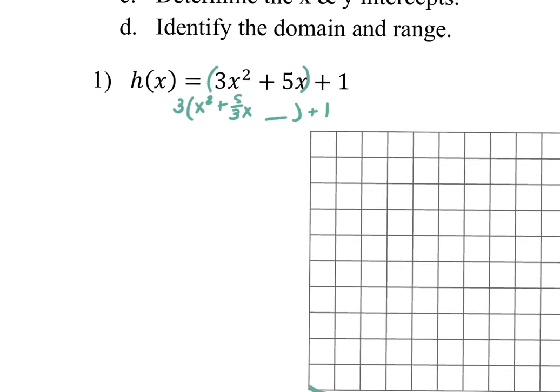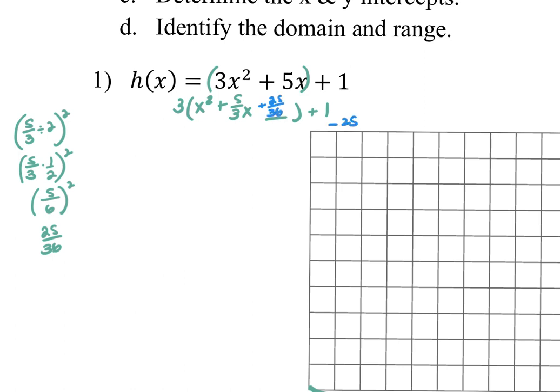Then I need to find c, sorry, 5 over 3 divided by 2, and then square it. So that would be 5/3 times 1/2 squared, and that's 5/6 squared, which is 25 over 36. And I'm going to add that inside the parentheses, and I would normally subtract it from outside the parentheses, but I have to multiply by the 3 that was taken out first. So then that 3 goes into the 36 12 times, and I'm subtracting 25 over 12. I'm going to go back and do that in a minute.